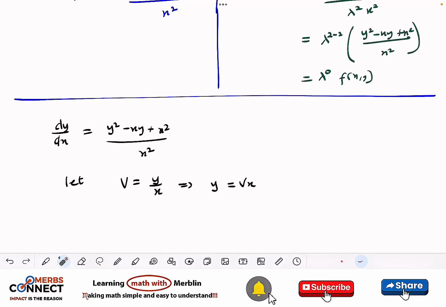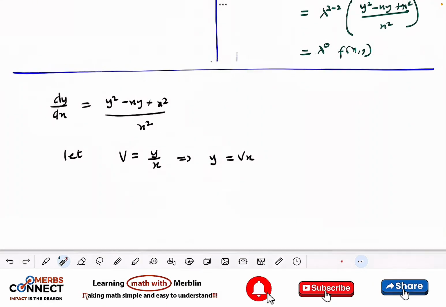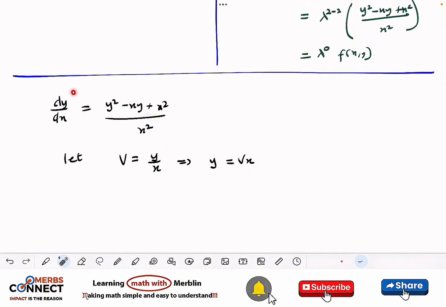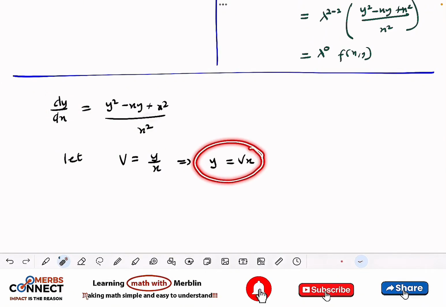So with homogeneous, just remember this substitution here: v is equal to y over x. And when I make y the subject, I get something like that. Now, as soon as I get y to be this, I need to know that this is dy over dx. So I need to differentiate this with respect to x.